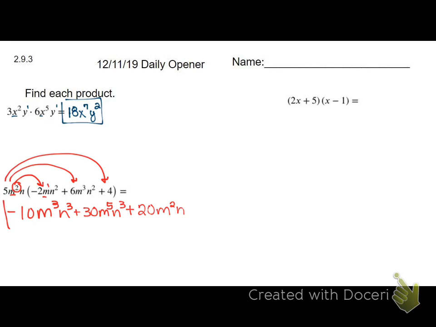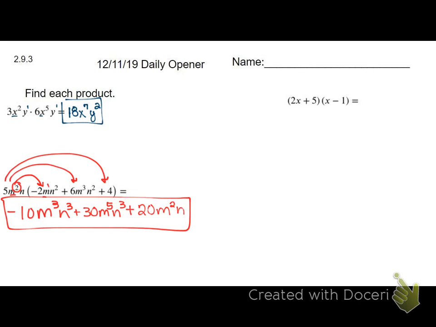How many degrees does this first term have? 17. This is the first term, 6. Second, 8. And third, 2.